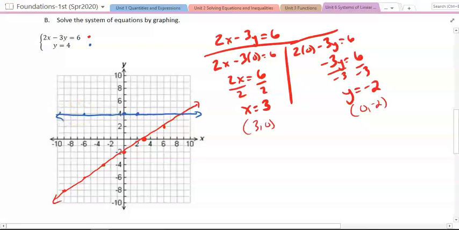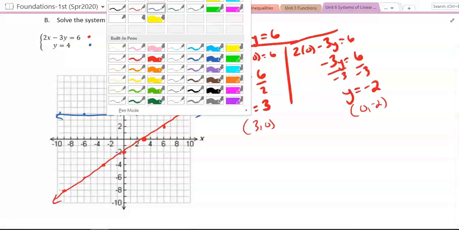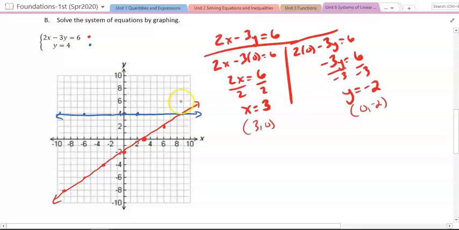And again, we see a point of intersection. That is the solution, where these two lines intersect. And that ordered pair is (9, 4). Now remember, I can test this. For the second equation, y is equal to 4, so we get it, right? But for the first one, we just need to plug it back in and check that solution.